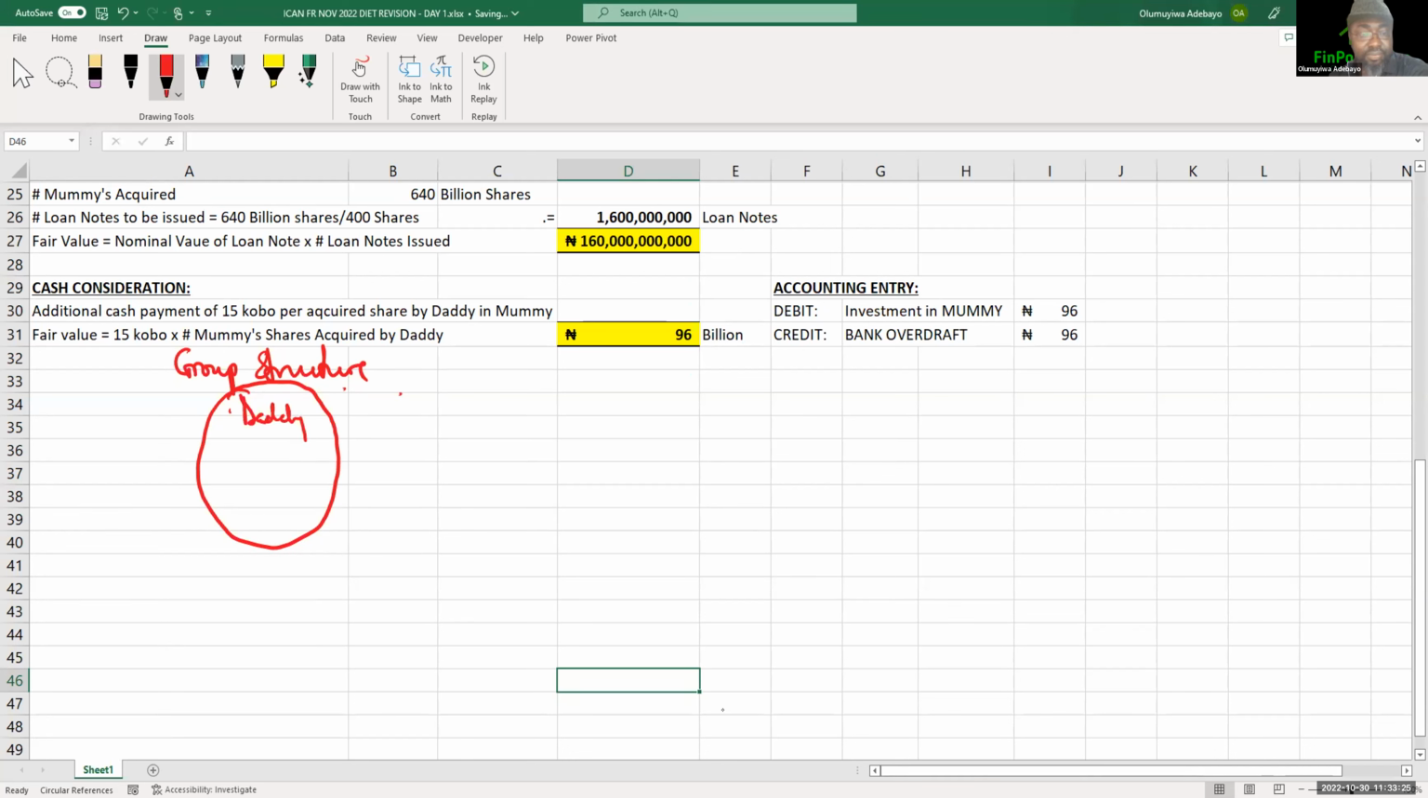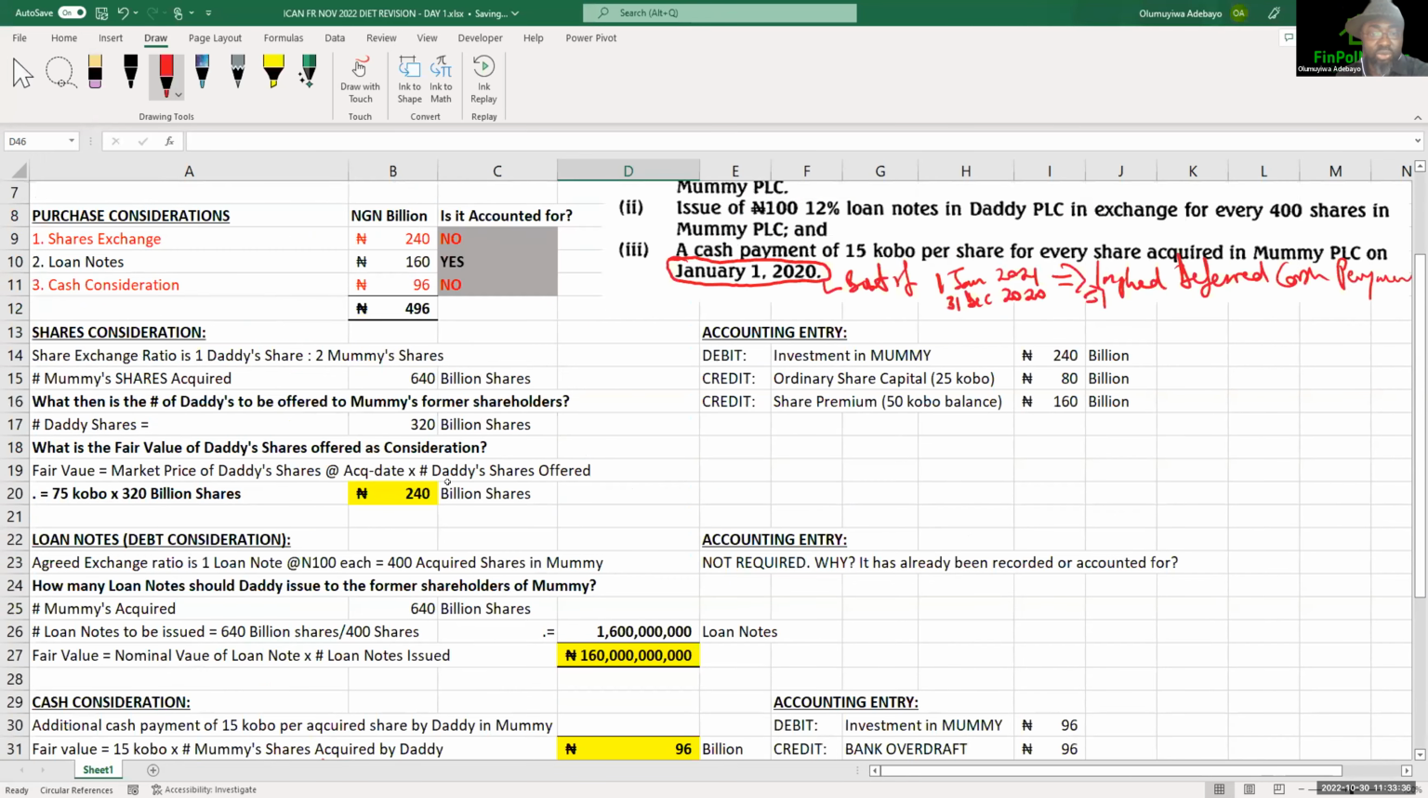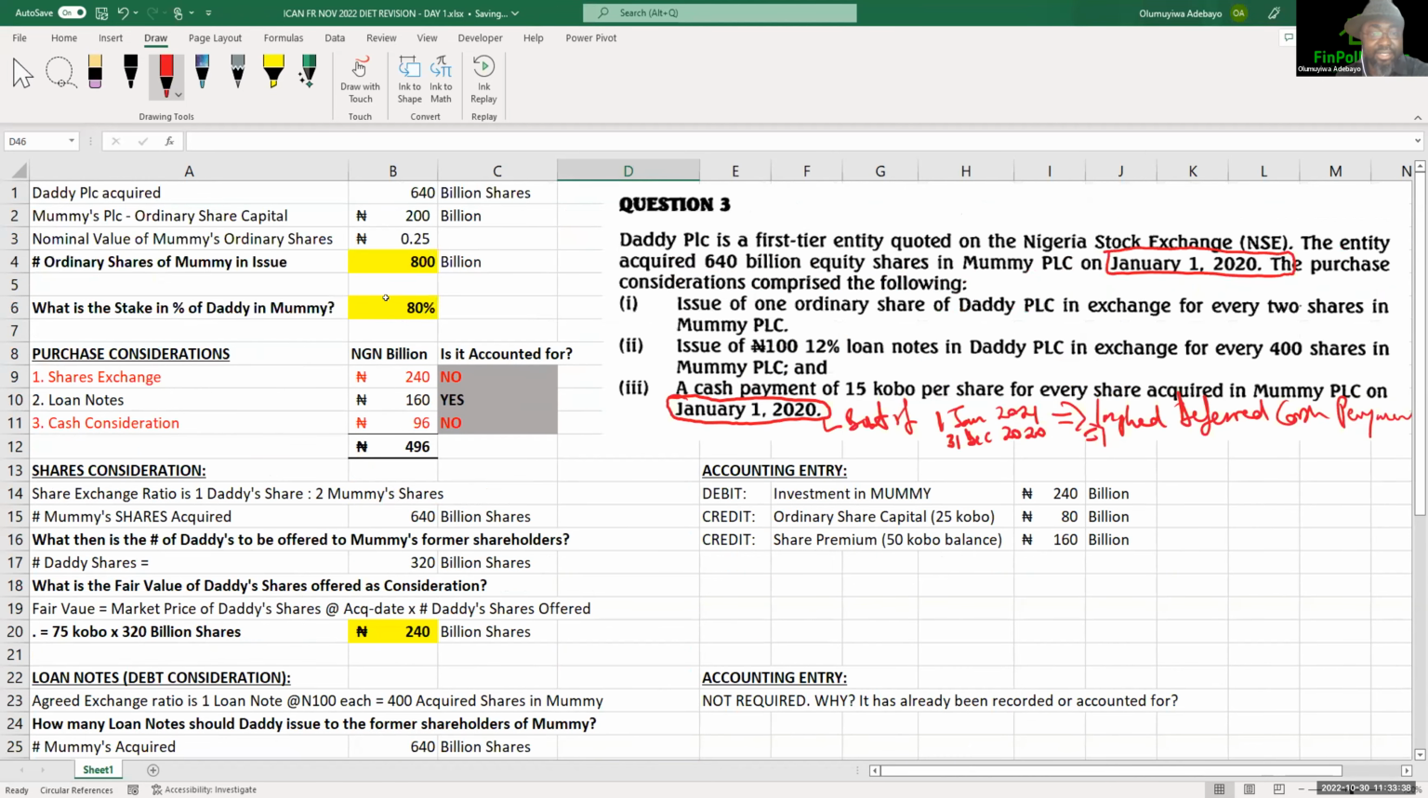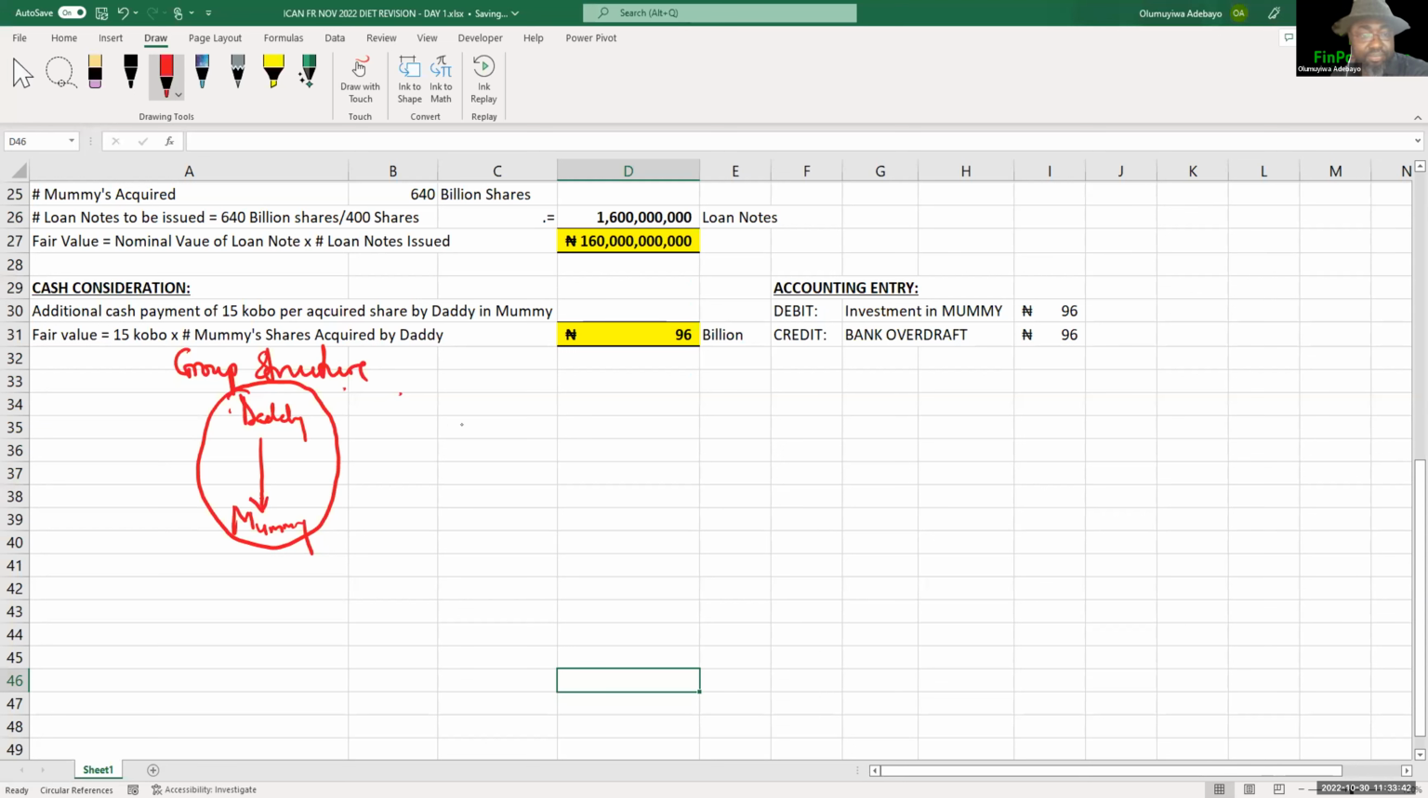Daddy and mommy. Now, remember the stake of daddy and mommy? What we did earlier, we arrive at 80%. Therefore, 80%, non-controlling interest is 20%.